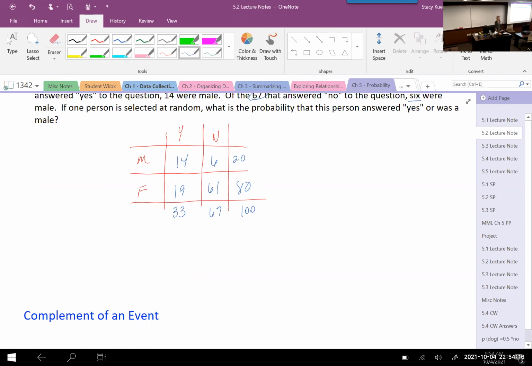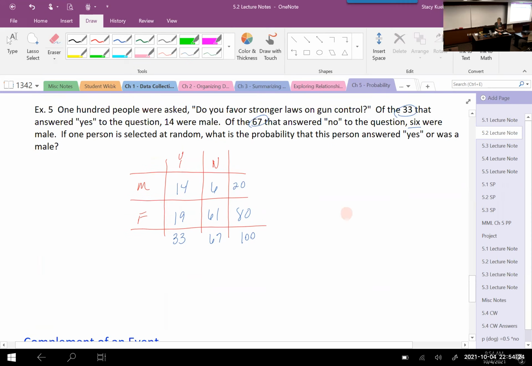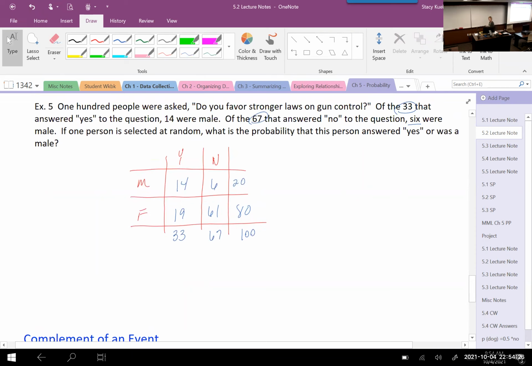All right, so before I move on, does everybody understand how we just created this two-way table? We had two categories that we're comparing. One is favoring gun control and one is the gender. Those are the two categories. And then we can create the table based on that.